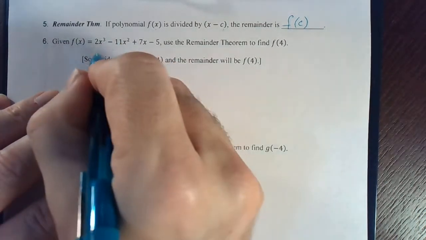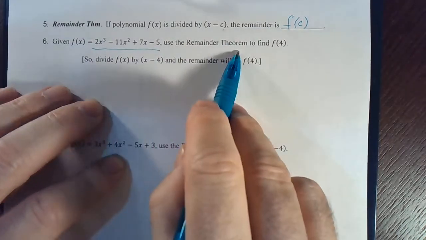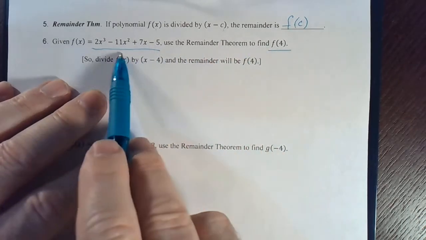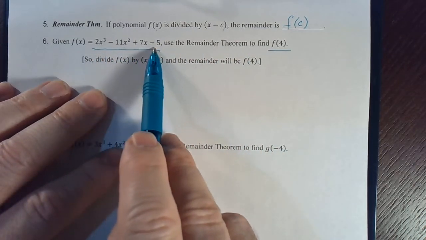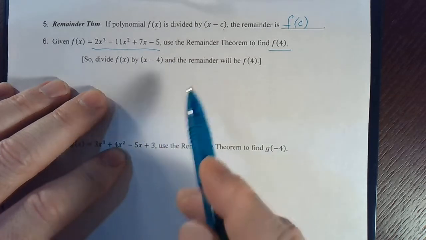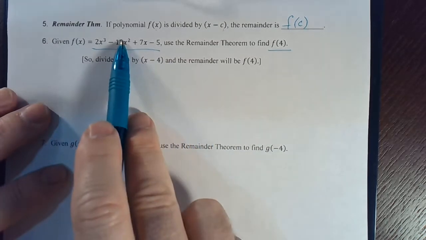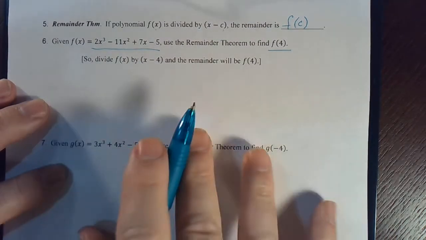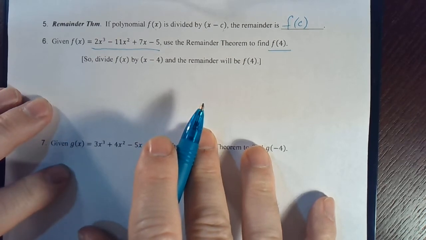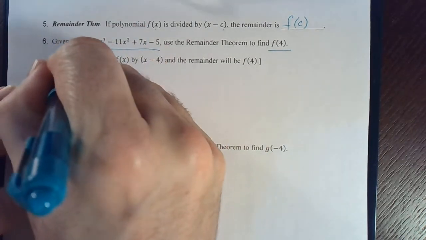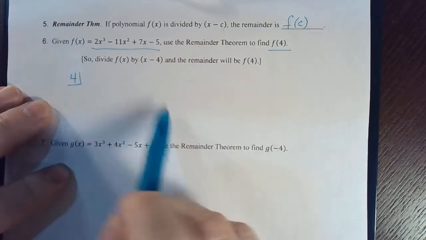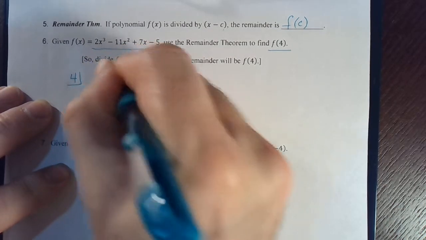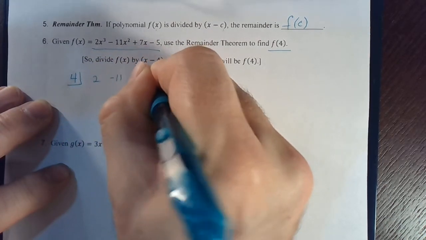Given this polynomial function, use the remainder theorem to find f of 4. Yes, it would be easier to simply plug 4 into this function, but we're just going to verify that the remainder theorem works correctly. So we're going to divide this by x minus 4, and whatever the remainder is would be f of 4. So we're going to do synthetic division, so we're going to put a 4 in the cup, and then put all the coefficients of this polynomial, 2, negative 11, 7, negative 5, all on the same row.